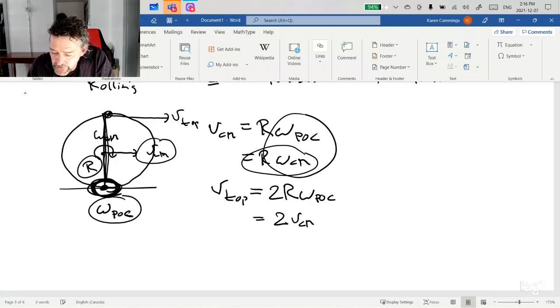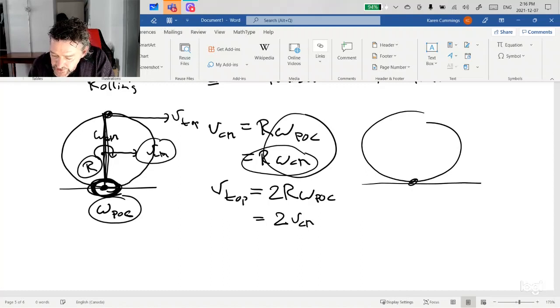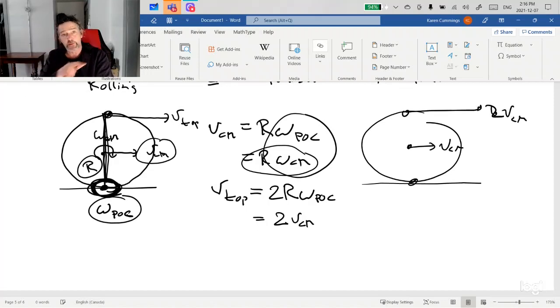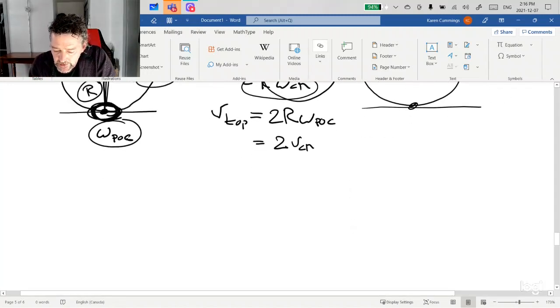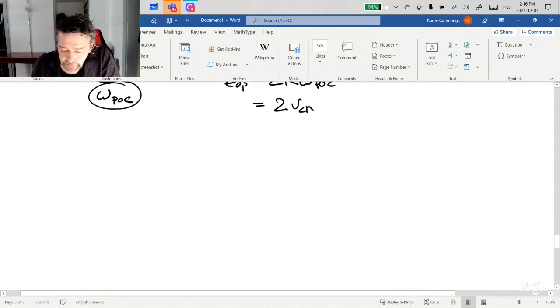Okay, so the velocity of the wheel: this velocity is 0, this velocity is vcm, and this velocity is 2 times vcm. Okay, top of the wheel moves exactly twice as fast as the center of the wheel. Okay, anyways, that was that question.